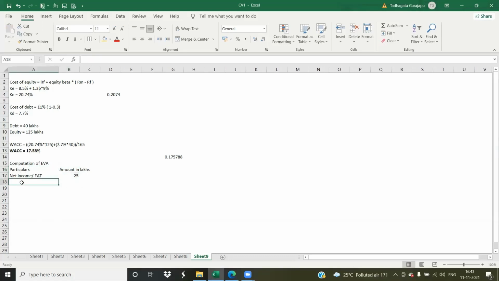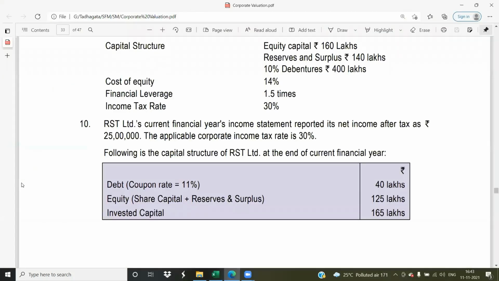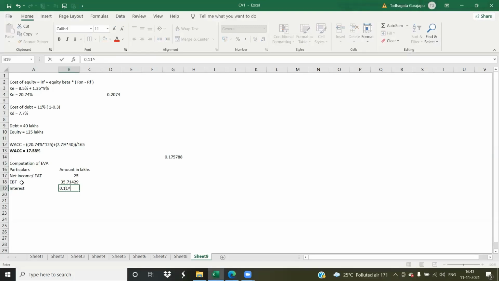Now, so what is EBT? EAT by 1 minus tax rate. Right. So now what is interest? Interest is nothing but coupon rate into debt. That is 0.11 into 40. Okay, so we get EBIT.